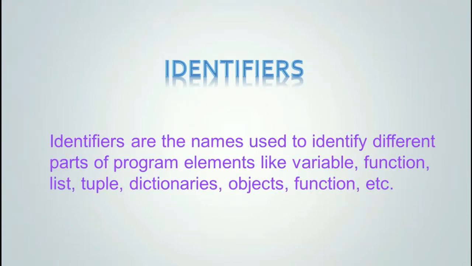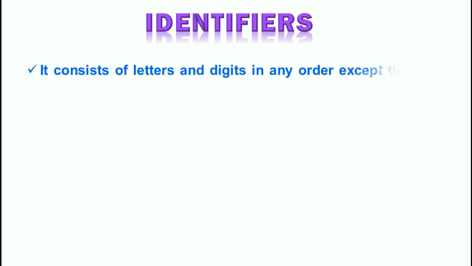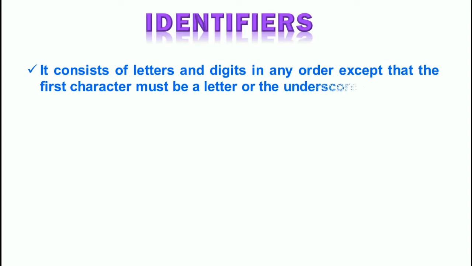Next token is identifiers. Identifiers are the names used to identify different parts of program elements like variable, function, list, tuple, dictionaries, objects, functions, and so on. In Python, identifiers consist of letters and digits in any order except that the first character must be a letter or the underscore. Identifiers are unlimited in length.